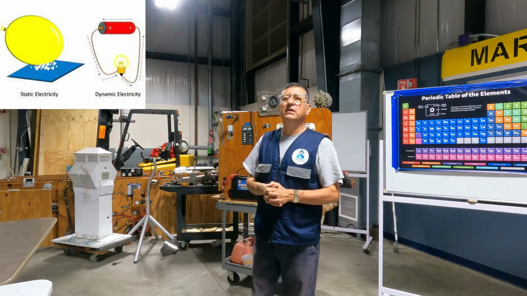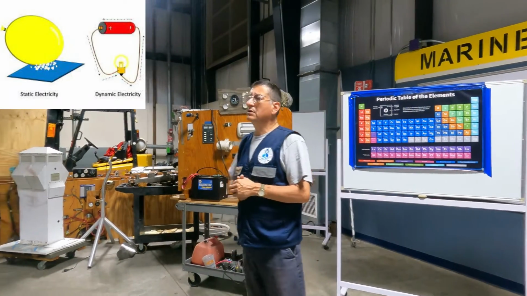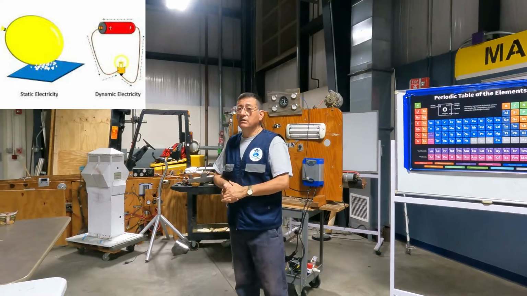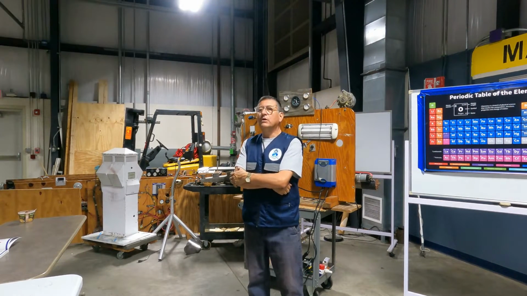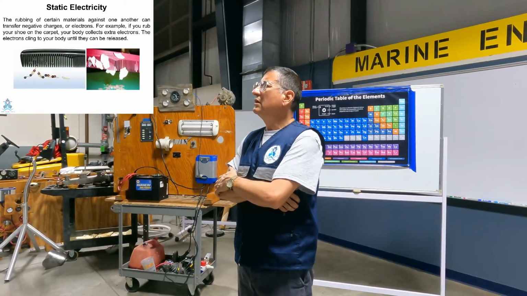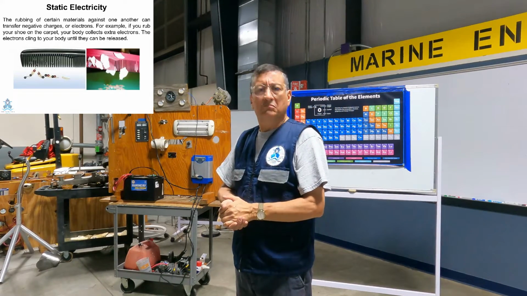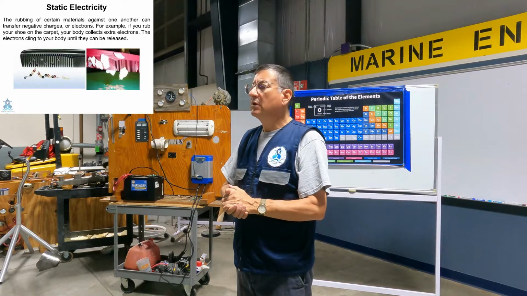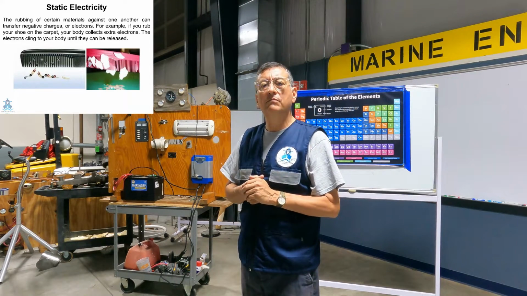What is the difference between dynamic current and static current? Dynamic is in movement. Static, no flow. Okay. How do you think static electricity is created? Friction. Friction is a good example. Other sources of static electricity?